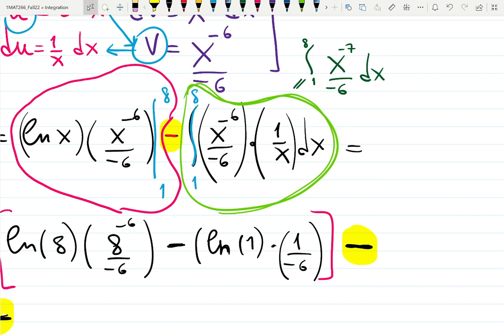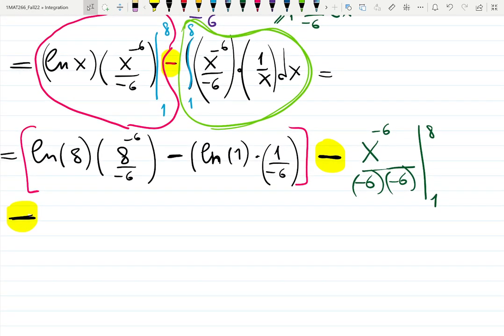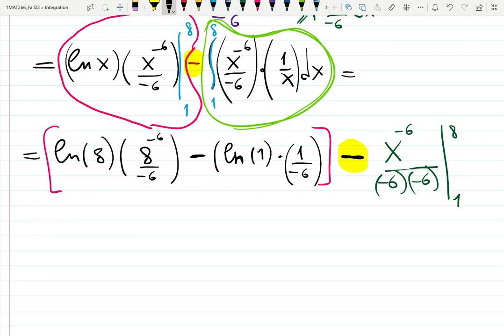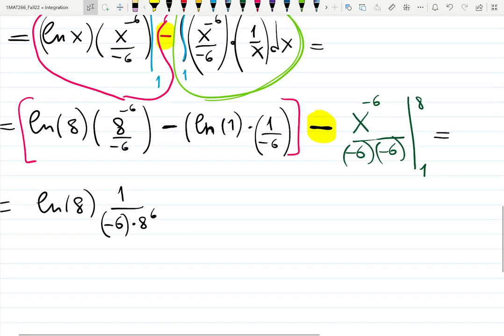So x to the minus 7 becomes what? X to the minus 6 again over minus 6, and there was a previous minus 6. So it's 36. Bar from 1 to 8. And you see, I again have to plug 8 and 1. So some people like doing it at the very end for everything at once. Let's simplify the first piece in pink. The first part is just some kind of number: ln of 8, 1 over minus 6, in parentheses, times 8 to the 6, which is some number you can calculate. But ln 1 makes everything 0, because ln 1 is 0. So I can ignore the second part.